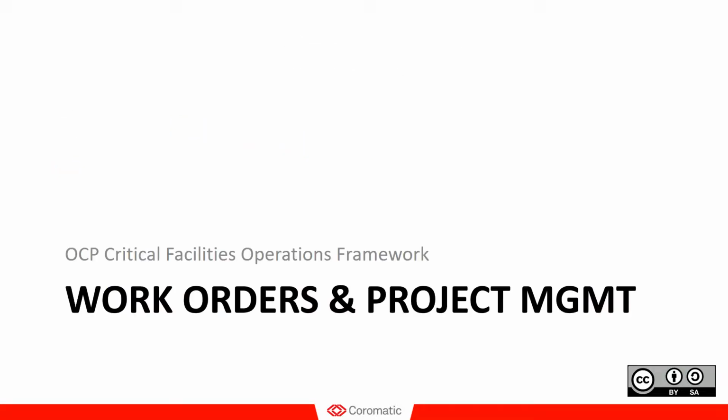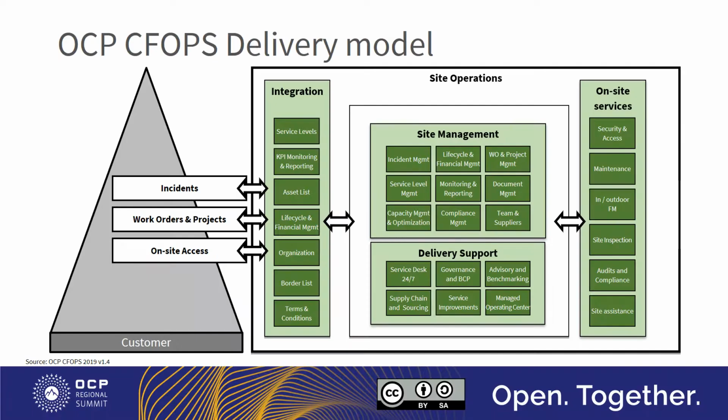But first of all, let us look at where the work orders and project management process resides in the OCP Critical Facilities Operations Framework. It is part of the delivery model, and it is a site management process, which we have here in the middle of site operations. There is a separate webinar that tells you where to find and download this free-to-use framework. The process is up in the right-hand corner of site management, and let's look at the process now.